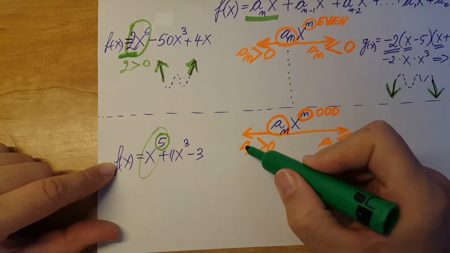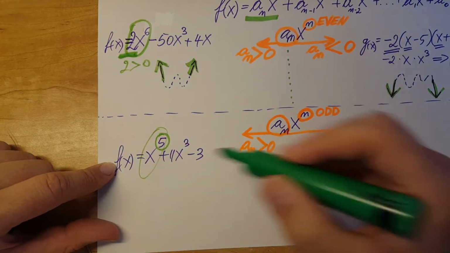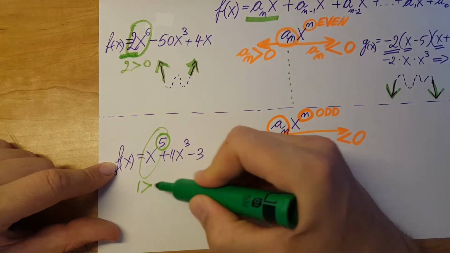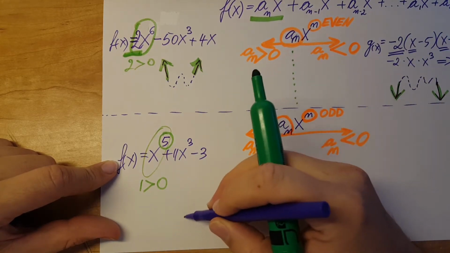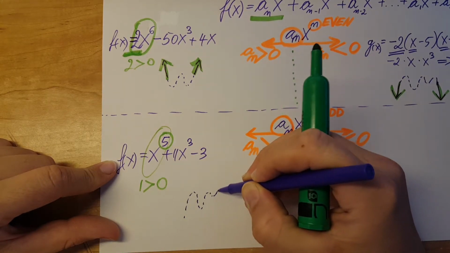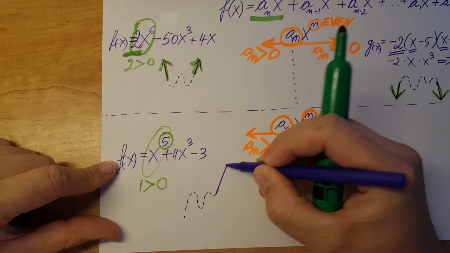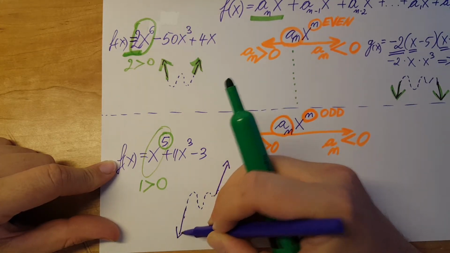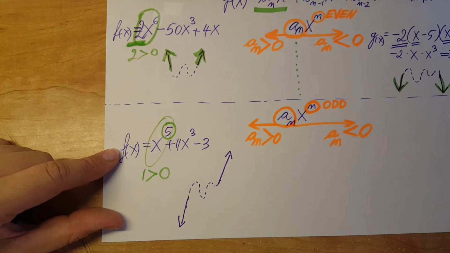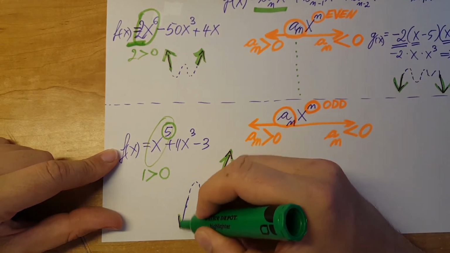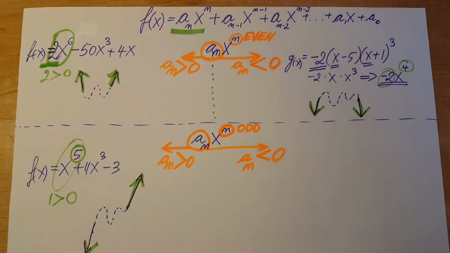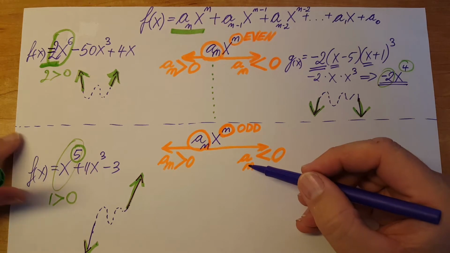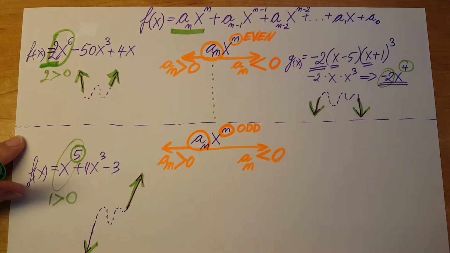So when our coefficient is bigger than 0, and here we have 1, which is bigger than 0, we're going to have a function that, in the middle, again, can do whatever it wants to do, but the beginning and the end, we know for sure that it will behave like this. This is for sure.